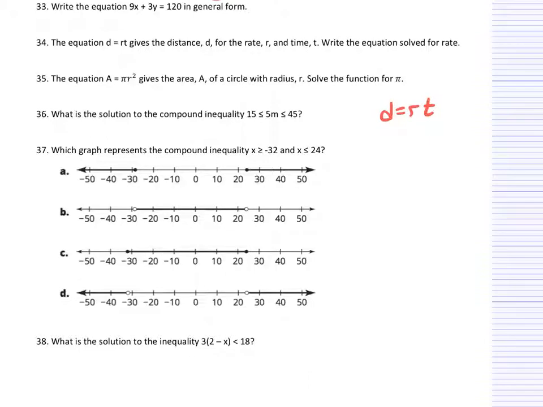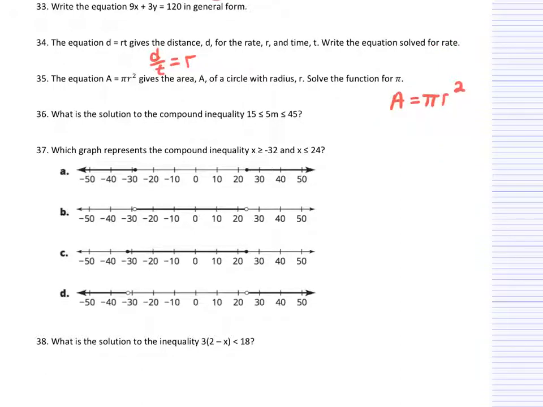Number 34, solve this equation for the rate, which means get r by itself. The opposite of multiplying by t would be dividing by t, which would give me the r all by itself equals distance divided by time. So here's my equation solved for the rate.